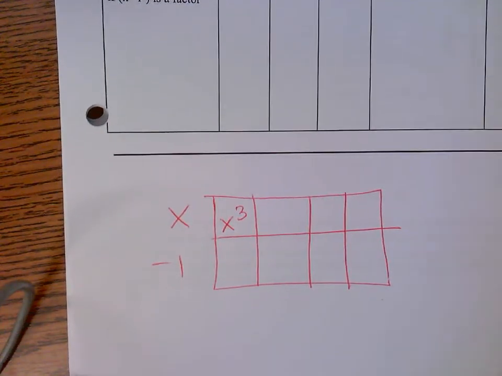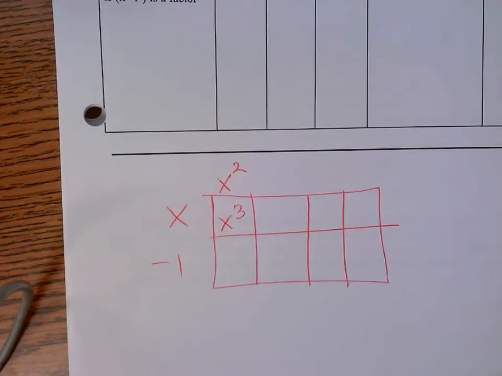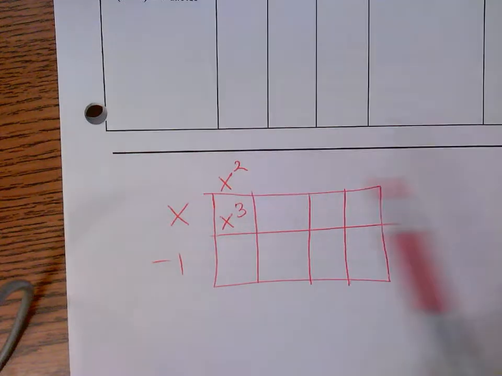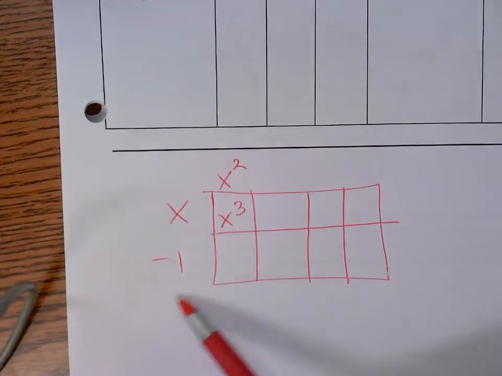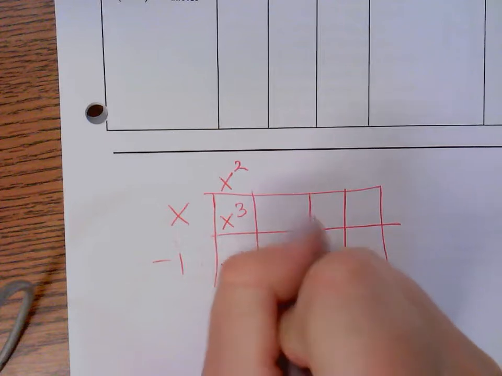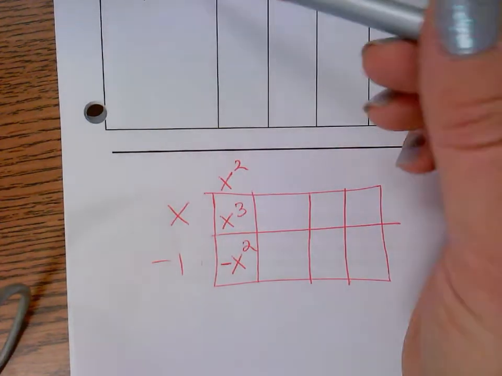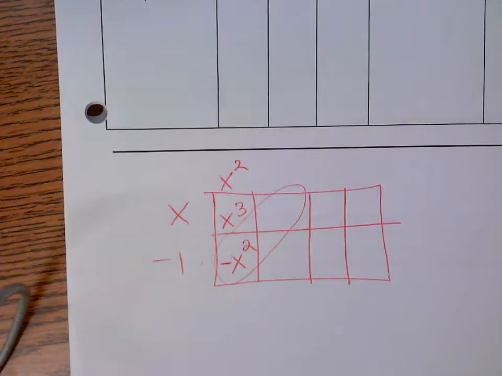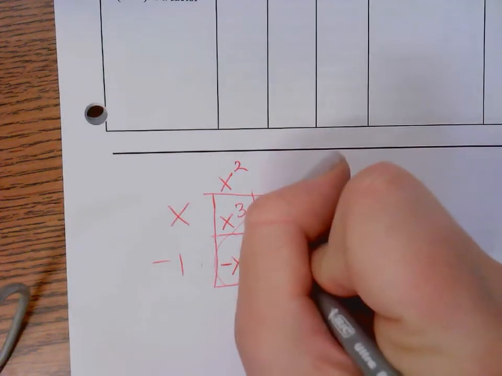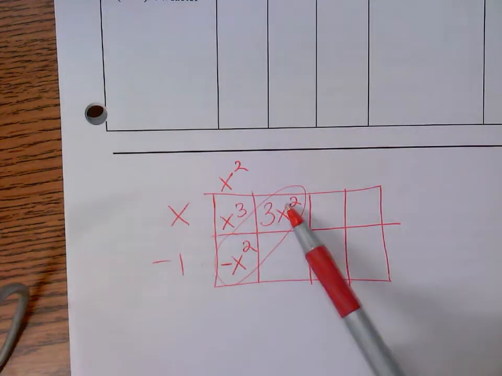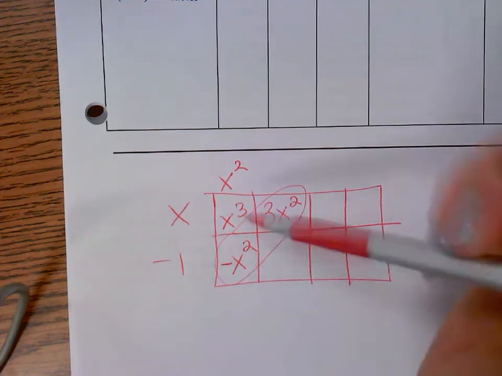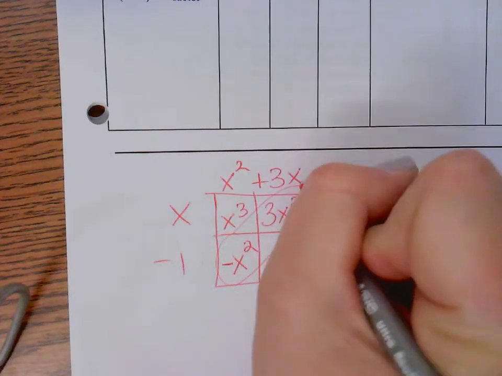So I'm trying to make x cubed, so I need my quotient to be x squared, right? And then I take the x squared times the -1, and I've got negative x squared down in the bottom. And I'm trying to get to positive 2x squared. So what goes in the next box? If I'm trying to get to 2x squared, then I need 3x squared, right? To get to 2x squared. So I'd put plus 3x next.